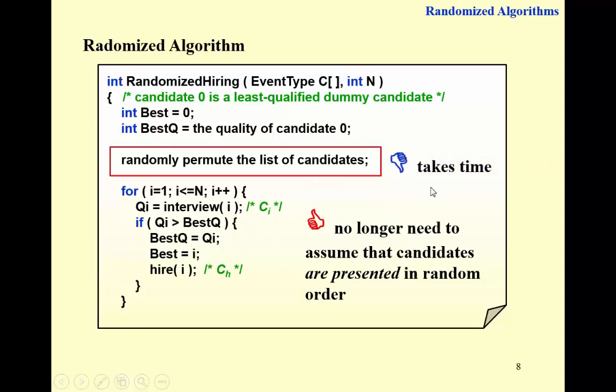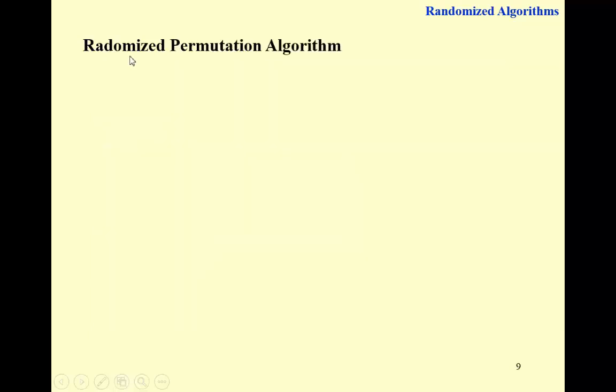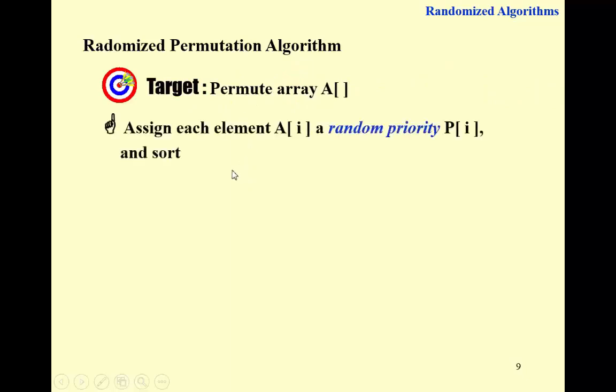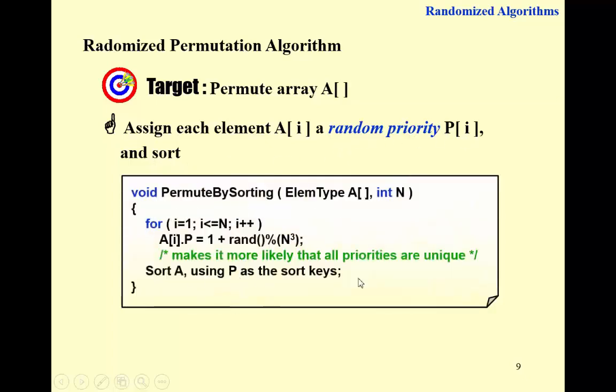And the disadvantage is that we must go through this extra step, and it takes time. To randomly permute an array of elements is not a simple task. The main difficulty is to generate a permutation that can guarantee equally likely. So our target is to permute the given array. And here's one solution that works. We just assign each element A of i a random priority, P of i, and sort them according to their priorities. So this is the very simple solution, permute by sorting.